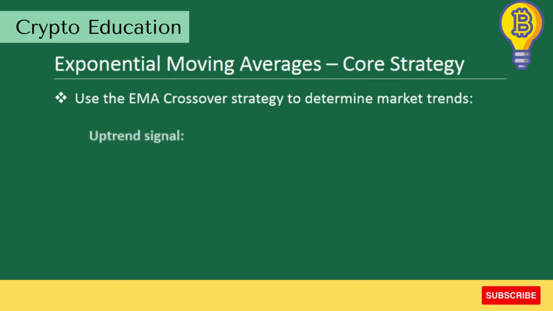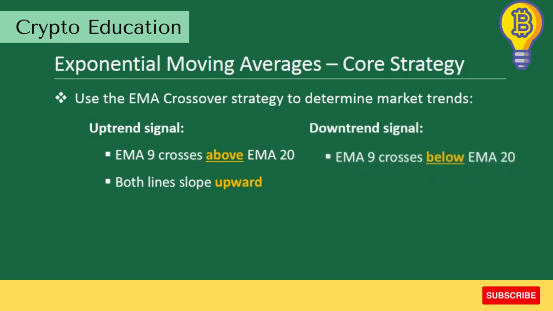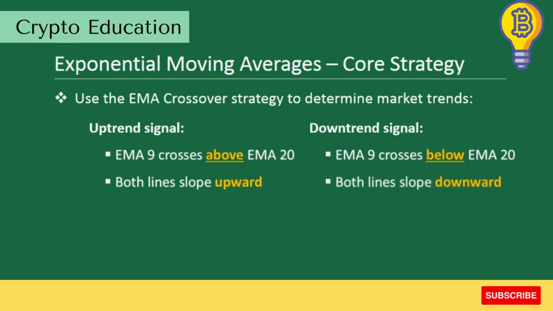So here's an uptrend signal. When the 9-day EMA crosses above the 20-day EMA and both lines are sloping upward, this means there's an uptrend. Chances are your coin's price will go up in the near future. So in this case, you can follow the trend and place a buy order. When the price increases, you'll make a profit. Simple, right?